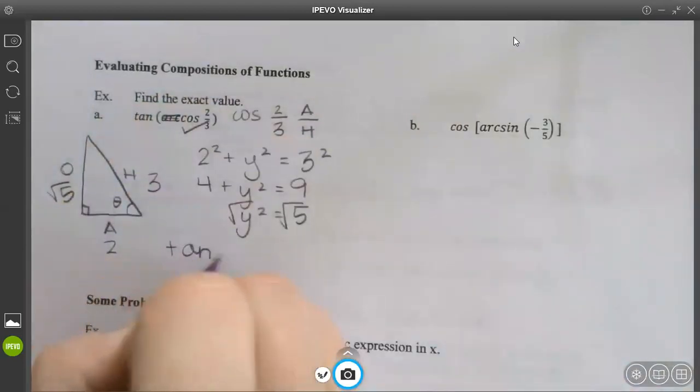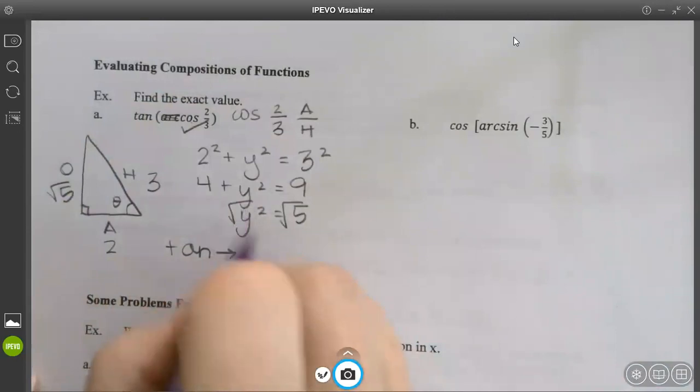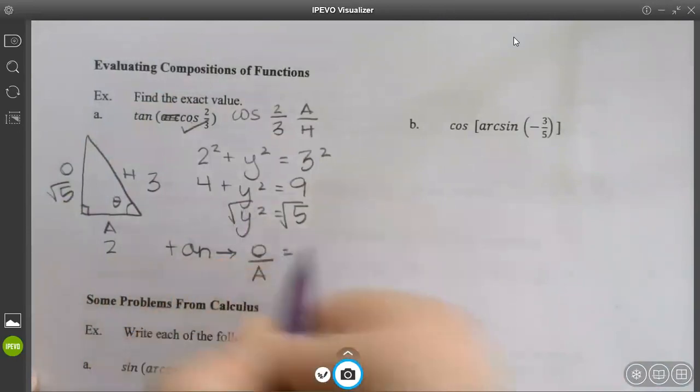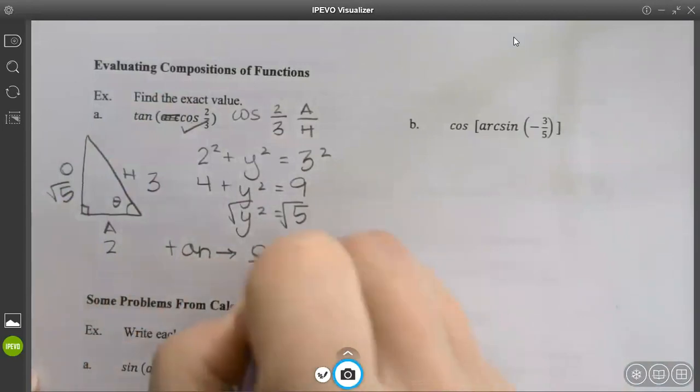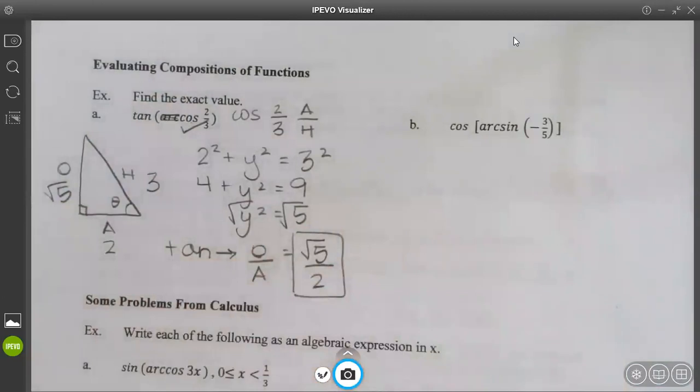What is tan? Opposite over adjacent. What's your opposite? What's your adjacent? That's all you do. That's it. Okay, so the arc really doesn't have anything to do with it at all. It's just telling you that cosine is 2/3.